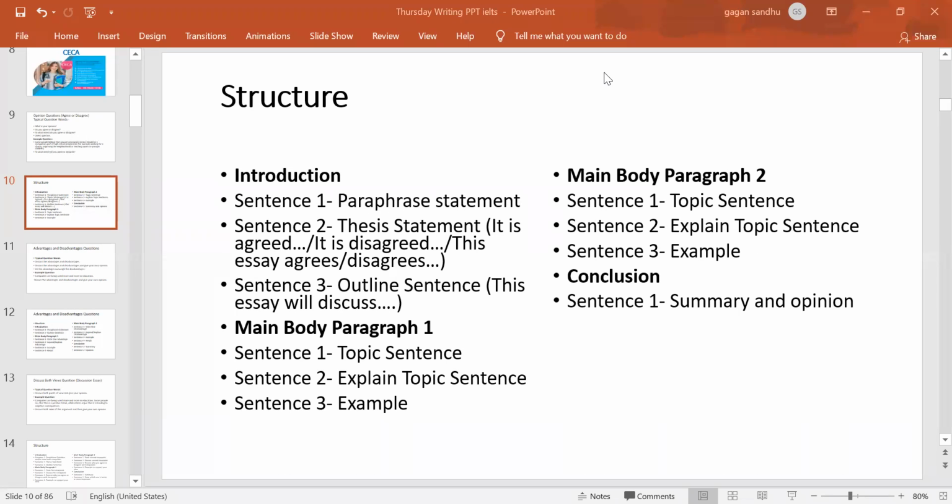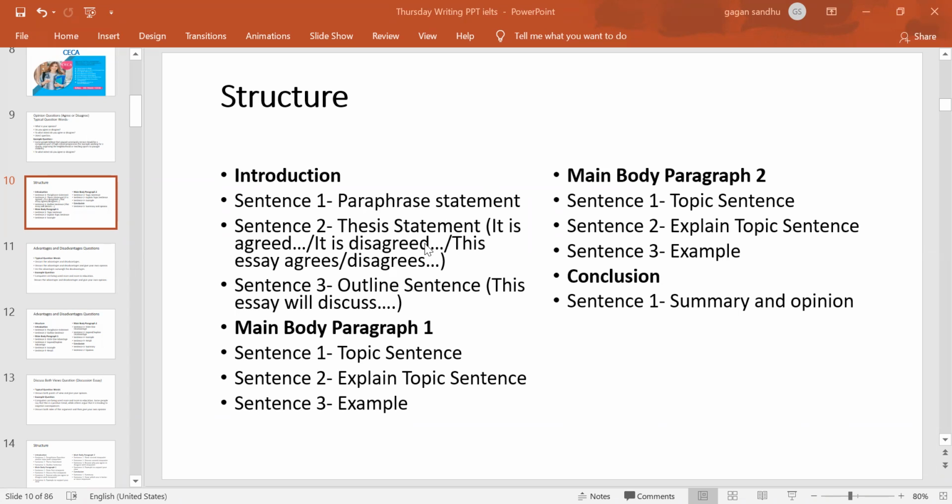Ma'am, if you agree with the statement, then you have to write agree points in both body paragraphs. If you agree to the statement, and of course if it says agree or disagree, you are going to pick one side. You are not writing one agree and one disagree, don't do that. Because this will make your marks less, right?